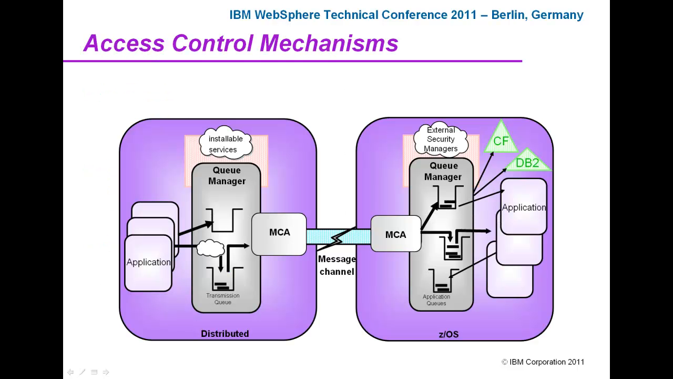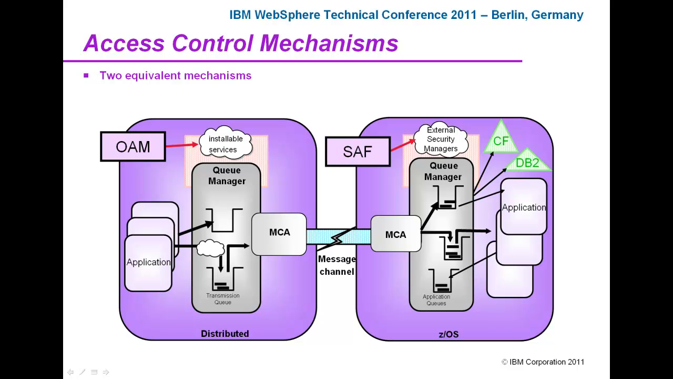Access control then. So this is controlling who has authority to do things to particular resources. We have two equivalent mechanisms. On z/OS, we are lucky enough to have an external security manager. A choice of three that I know of that are SAF compliant, the RACF, ACF2 and Top Secret. MQ is happy to use any SAF compliant external security manager to do access control on our behalf. On the distributed platforms, we are not lucky enough to have a platform-wide external security manager to use on the Unixes and Windows and so forth, so we wrote our own, and that is the Object Authority Manager. That does that same job.